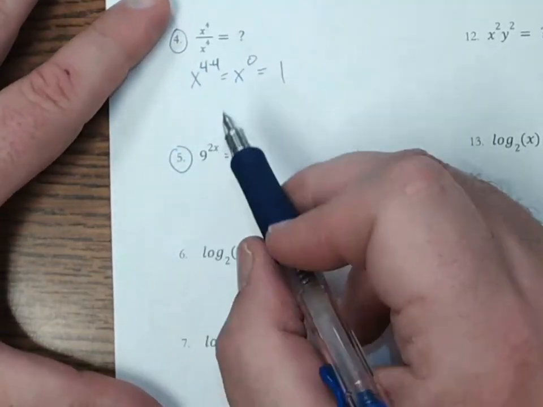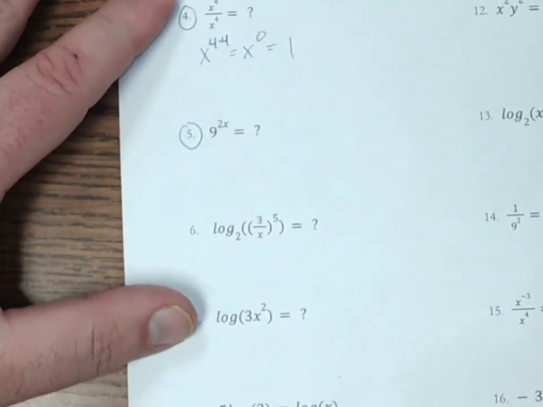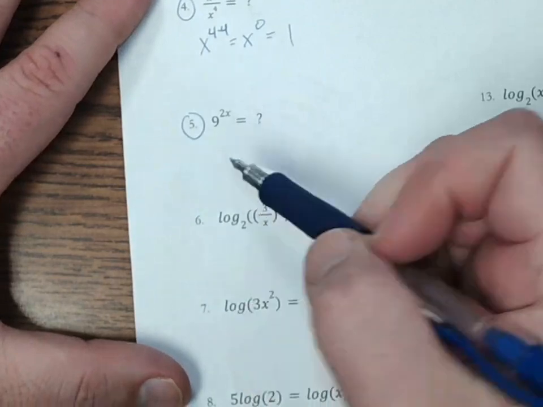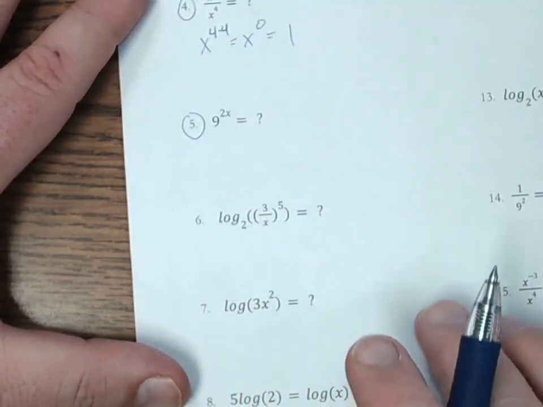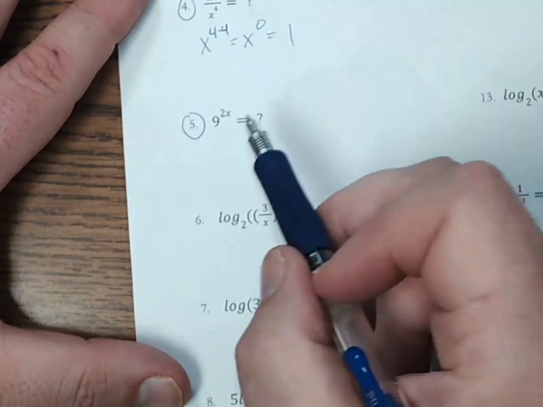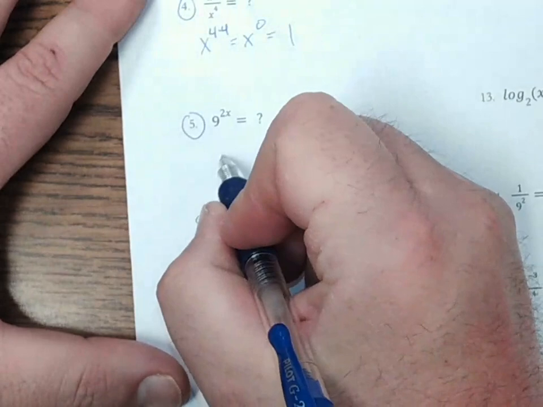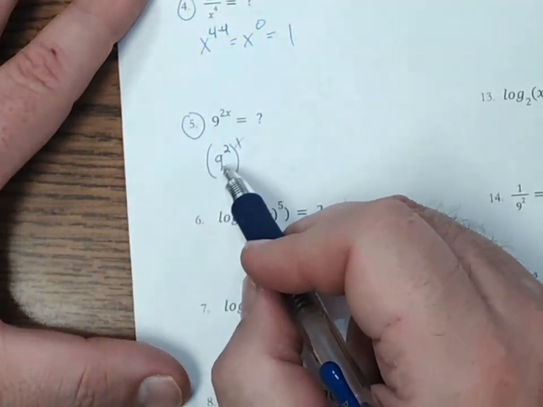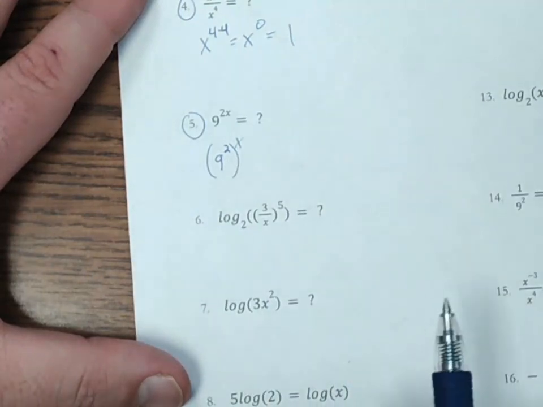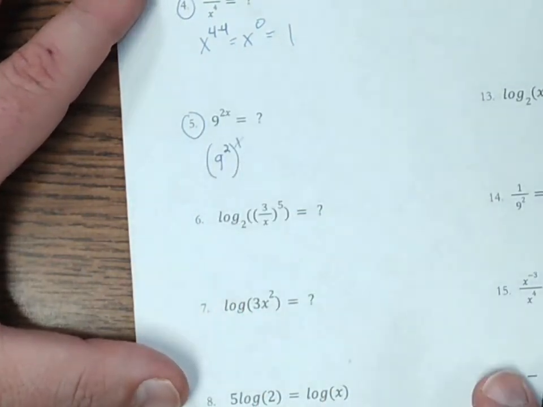Amazing. Number 5, we've got 9 to the 2x. I've got to be honest, the first time I looked at this one, I was like, I'm not sure what to do there. But remember, we have a law that says if you're raising one base to 2 separate exponents, then you can multiply those exponents. That's what we're doing here. We've multiplied the 2 exponents. So I'm going to write this as 9 squared to the x power. You could write it 9 to the x power squared. That's fine. It doesn't matter. I did it this way just because 2 comes first and x comes second.